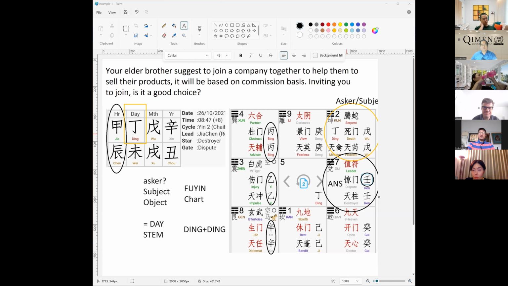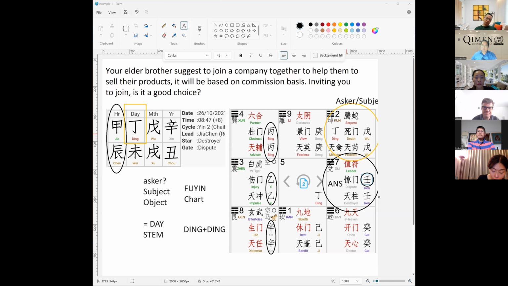That depends on how you look at it. The asker itself has certain representations. With the asker, we talk about the character of the person. Subject, we talk about the character of the person. We don't talk about the answer now, we talk about the subject. So the subject is always about the character or the status of the person.